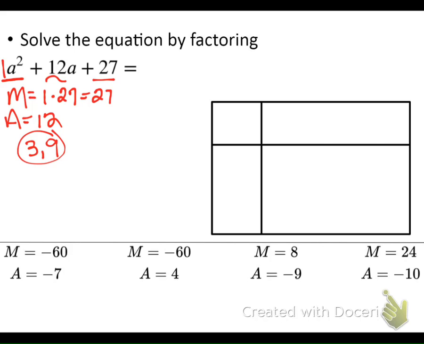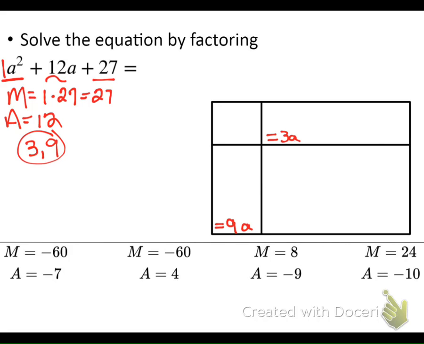So my 3 becomes my upper right area, and my 9 becomes my bottom left area. The variable that goes with each is A. And then I fill in the rest of my areas. Oop, don't know what happened to my 3 there. Sorry.